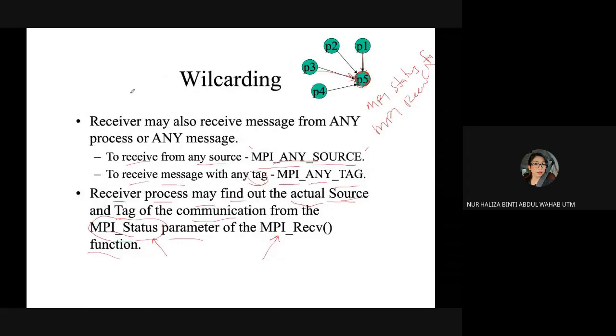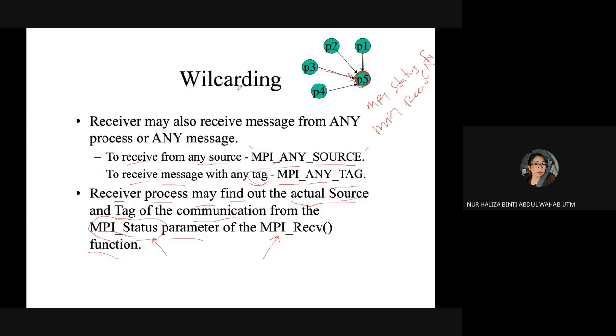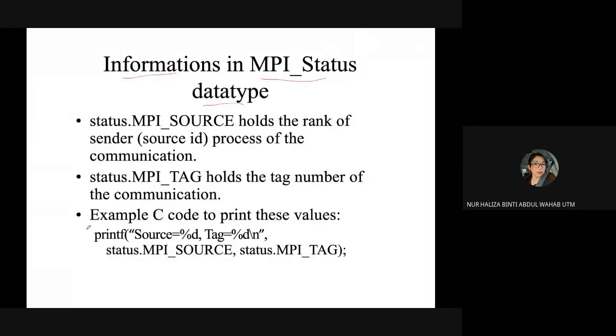And this is under wildcarding, because you know that wildcard is basically you will randomly send, isn't it? Information is held in MPI_Status, which is your data type. If you want to check, you are going to use MPI_Status. Now you go deeper into your MPI_Status to check what it is and how you are going to use it to see which source you are coming from and so on.